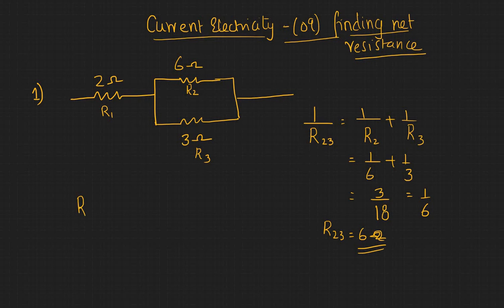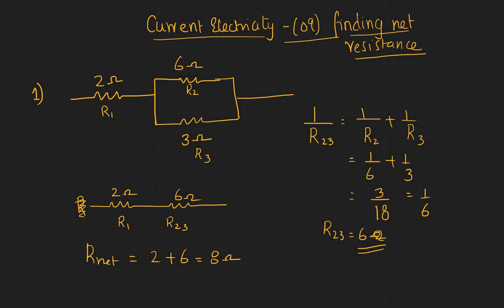So now you have a circuit like this. R1 and R23, this is 6 ohms and this is 2 ohms. Now your R net for this would be 2 plus 6 because they are in series, and that's equal to 8 ohm. So that's how you can resolve this.